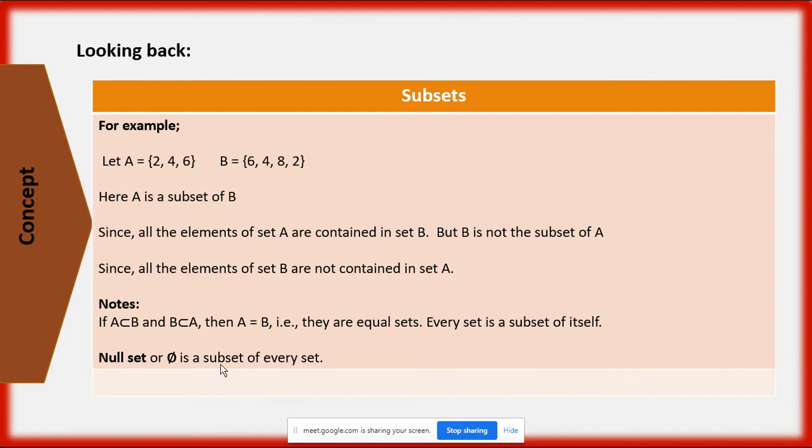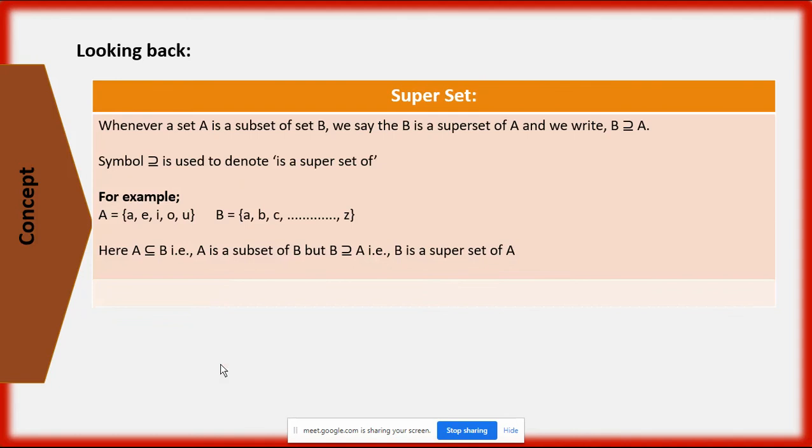What is a superset? Whenever a set A is a subset of set B, we say that B is the superset of A. We write it with this symbol. If we compare two sets, and A is a subset of B, then B is the superset of A, as given in the example. I think it is a clear concept for my students, and a revision concept.